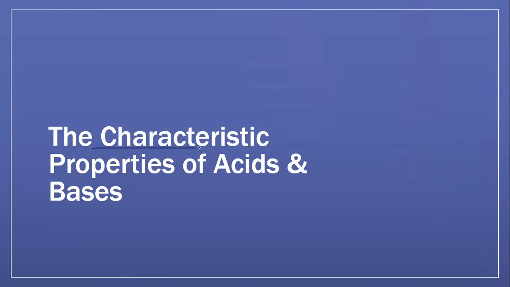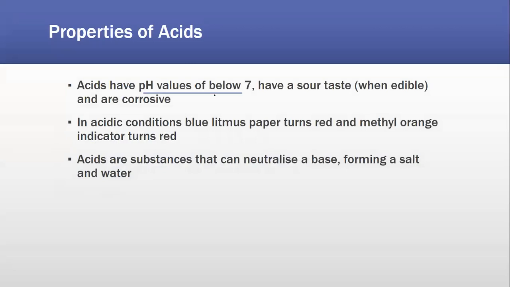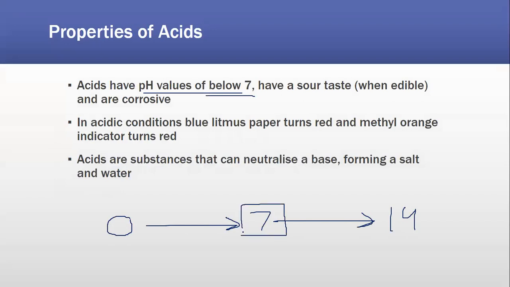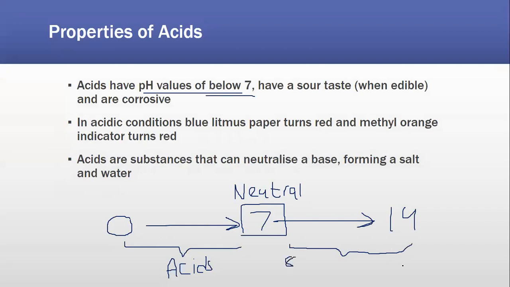So starting off with the characteristic properties of acids and bases. What are acids and what are bases? Acids have pH values below 7. Acid or basic, we have a pH scale which starts from 0, goes up to 14. 7 is known as neutral pH. 7 is known as a neutral pH, whereas 0 to 7 is the pH range for acids, and 8 to 14 is the range for alkalis, or what we also call as base.